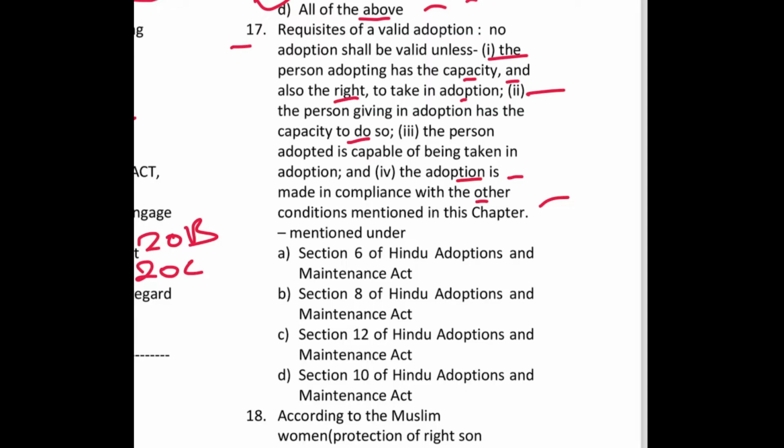It is also correct. Where is this mentioned? It is in section 6 of the Hindu Adoption and Maintenance Act. A is the answer.